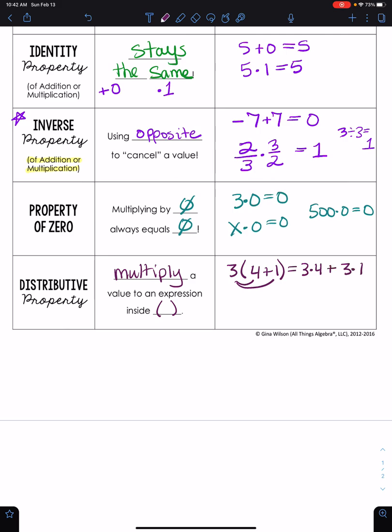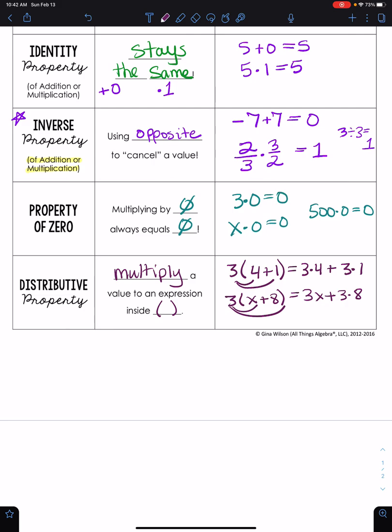It also works for an expression that has variables in it. Let's say you had (x plus 8) in parentheses instead of numbers only. You could still do 3 times x is 3x and 3 times 8 is 24. And the distributive property is something that you'll dive more into as you go farther along in math, but that's just a basic idea of what it is.